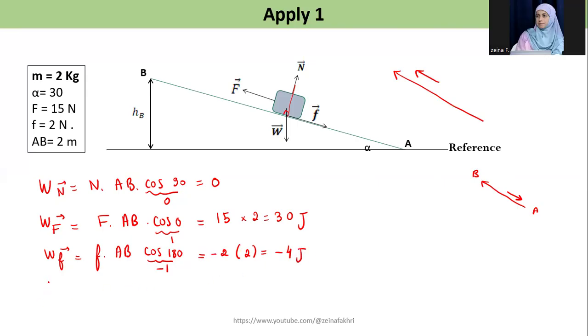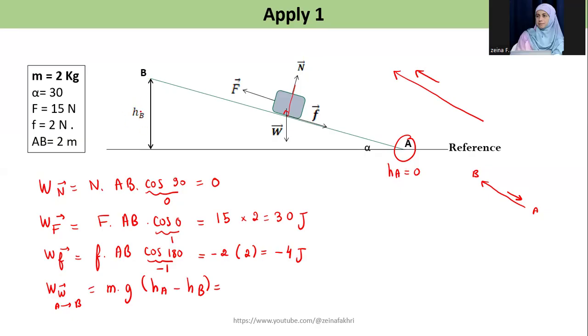We still have to find the work of the weight. The work of the weight, when it's moving from A to B, is equal to the mass multiplied by g, multiplied by the initial height, which is the height of A, minus the final height, which is the height of B. We notice that A is on the reference, which means that the height of A is equal to 0. But B has a height HB, and we have to calculate it.